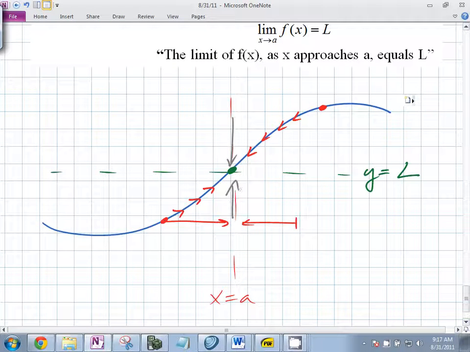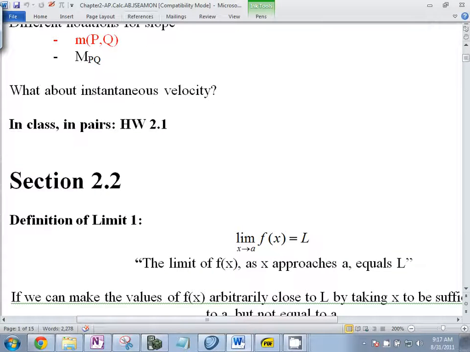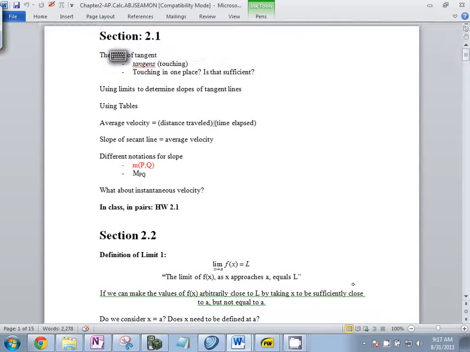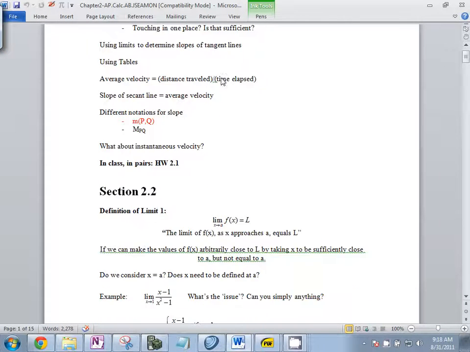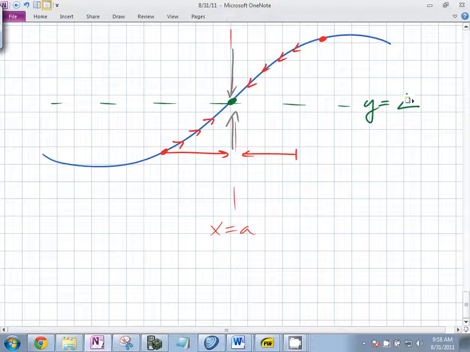Okay, so another way to say that is if we can make the values of f of x arbitrarily close to L by taking x sufficiently close to a but not equal to a. It means that if L is the limit, we can always get closer to it by taking x values closer and closer to a. We just talked about how close means different things, right? Close could mean 0.1, close could mean 0.01, it could mean 1 millionth, 1 billionth, right? It means that L is the limit if you can always get closer to it, simply put. Does that make sense? Uh-huh.